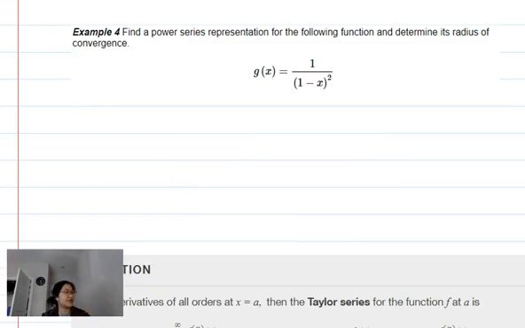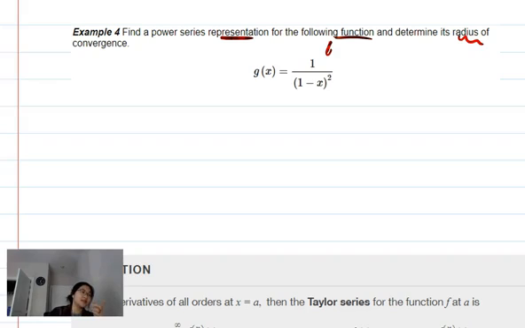Sorry, the numbering is off, but this is the next example. We're trying to find a power series representation for this function and determine its radius of convergence. Remember, the radius of convergence is how far from the center we have to go to the end of our interval of convergence. So let's think about this.